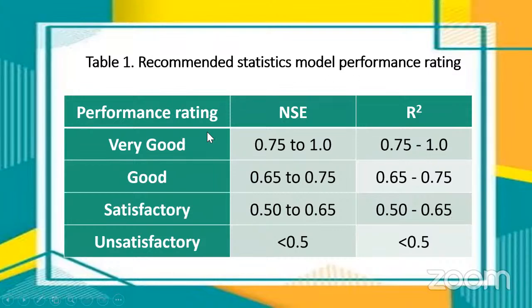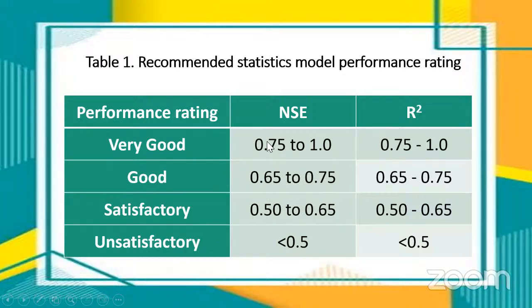So to get accurate data for this recommended statistical model performance rating, if the result of NASH is between 0.75 and 1, then you can say that model is very good, and the R-square is the same. If it gives you a result of 0.5 to 0.65, you can call that model satisfactory.